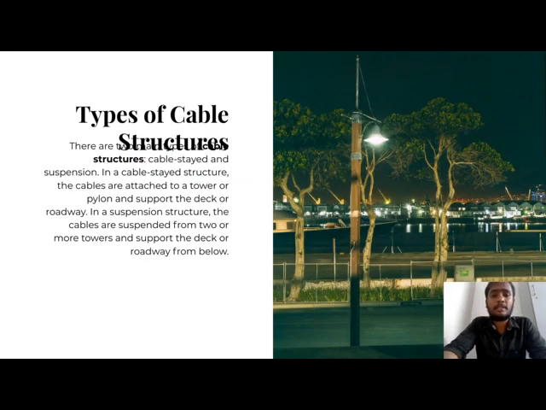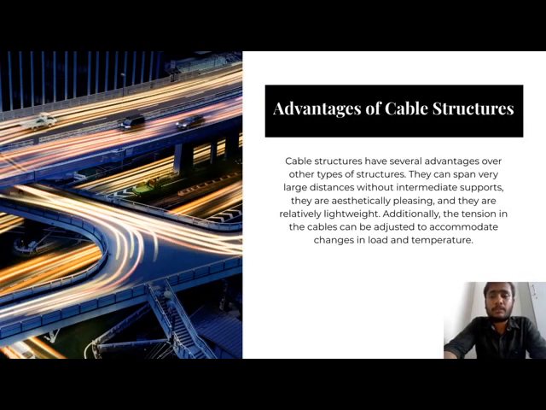Types of cable structures. There are two types of cable structures: cable stayed and suspension. In a cable stayed structure, the cables are attached to a tower or pylon and support the deck or roadway. In a suspension structure, the cables are suspended from two or more towers and support the deck or road from below.